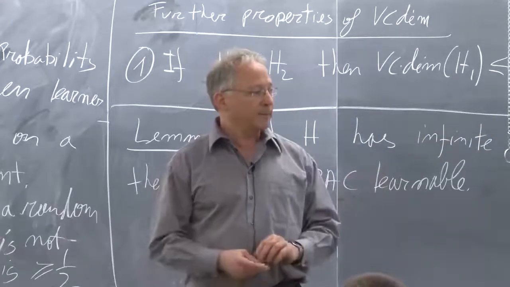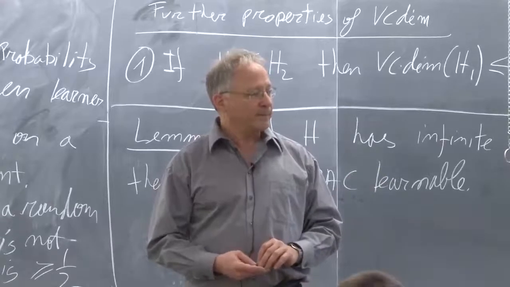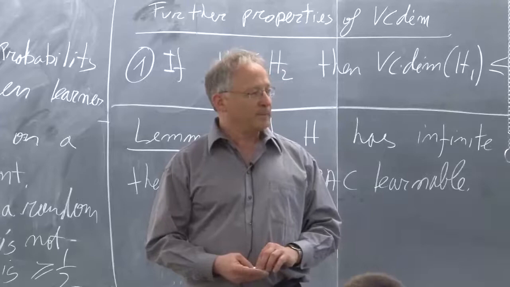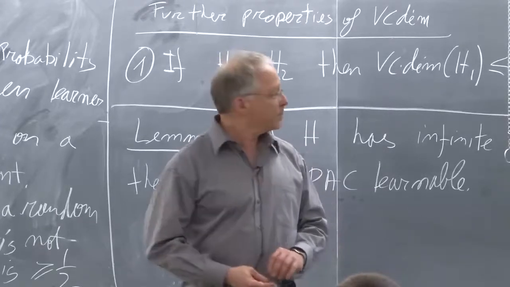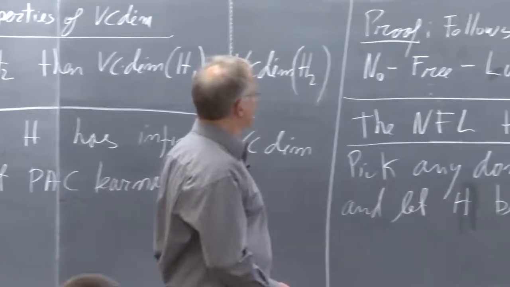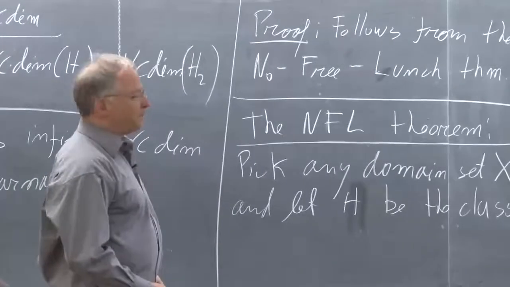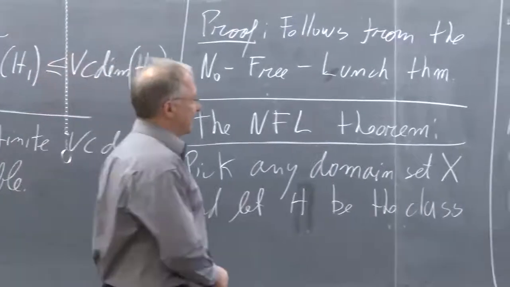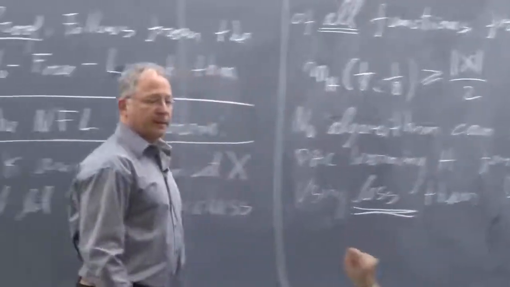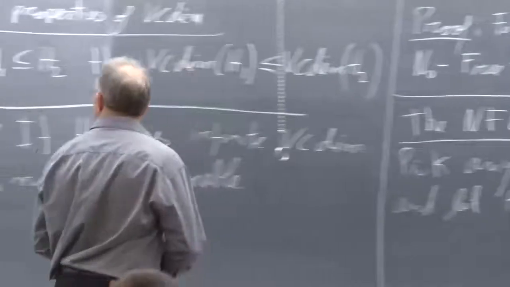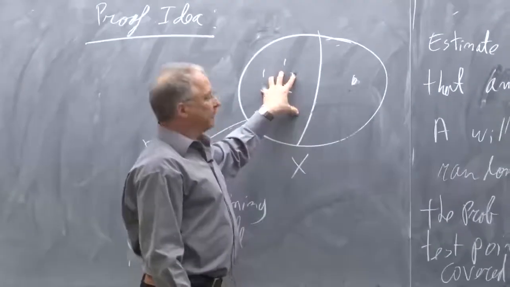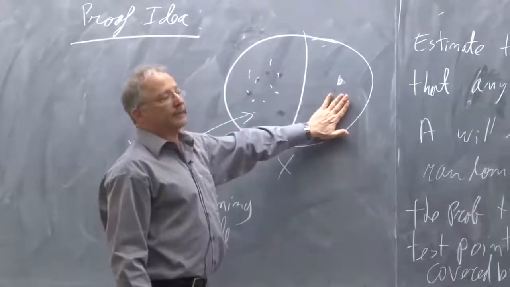Yes? For the sketch of the proof, is that diagram under the assumption that our sample size is at least size X over 2? At most. At most. Did I say at least? Less than X over 2. Oh, okay, yeah, no. Less than. Right, if the sample size is less than half the size of X, then I know that the uncovered set is at least half.